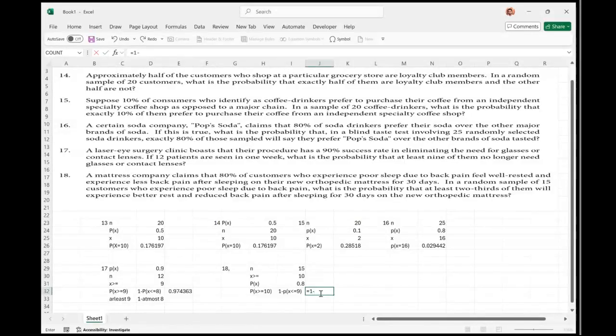Equal to 1 minus binom dot test, and now the number is 9, comma, the number of trials is 15, comma, probability is this much, comma, I'll use the cumulative in this case. That's going to give me the final answer.